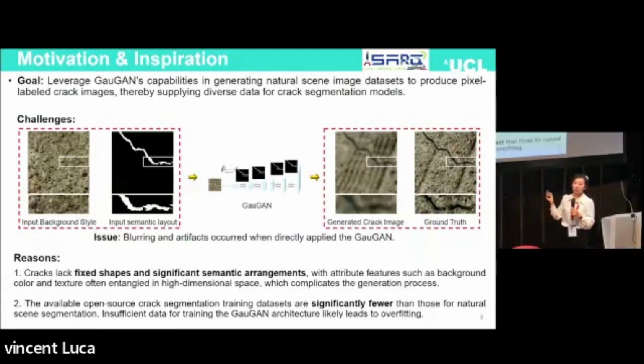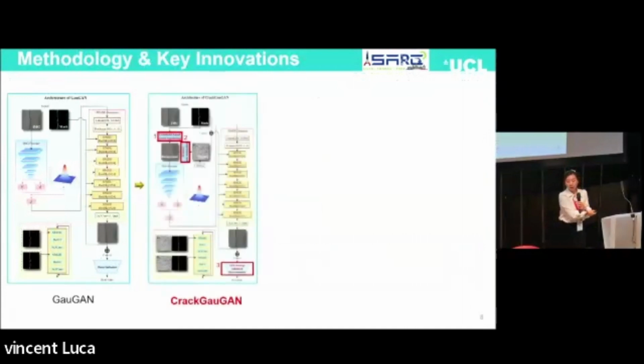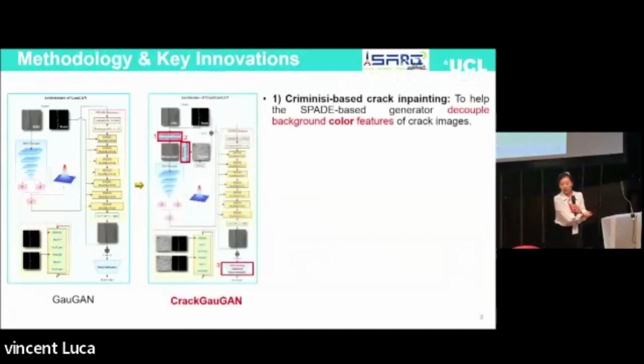So how can we address this problem? What's the reason? We went deeper and found there are two reasons. The first is that cracks lack fixed shapes and significant semantic segmentation. Another reason is that the available open source data is very limited, so we cannot process this quickly and get high accuracy images. So based on this, we propose three key innovations in our research.